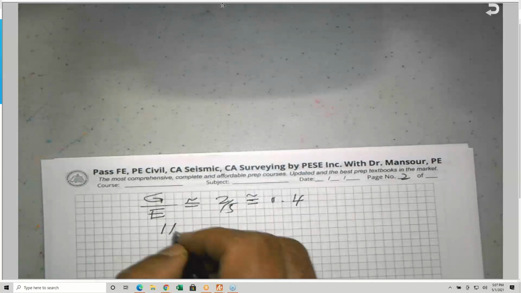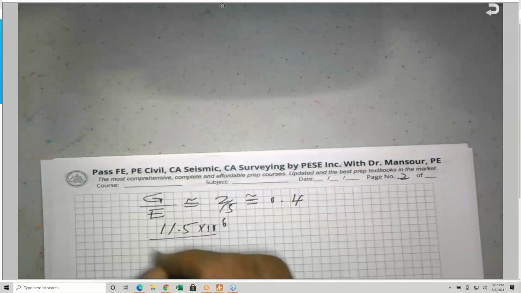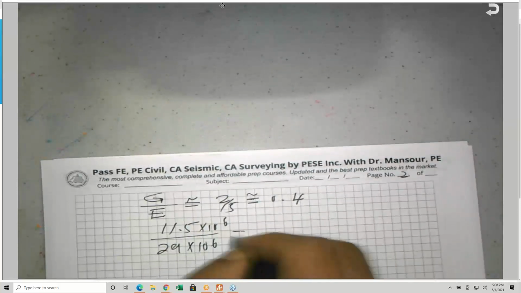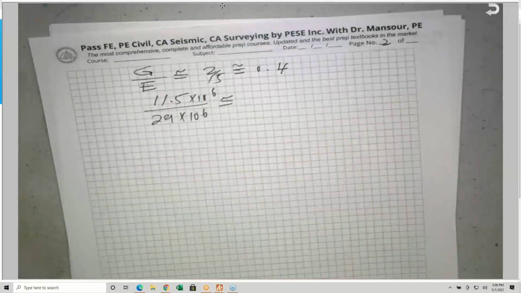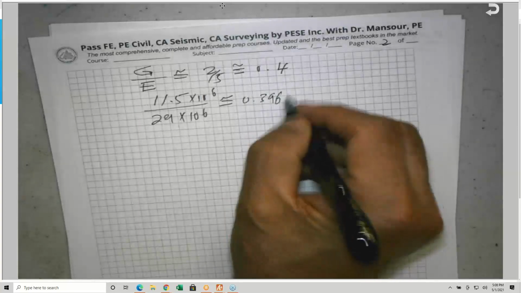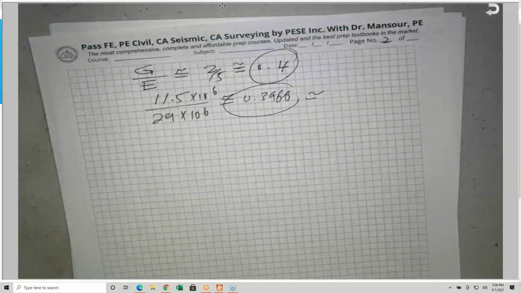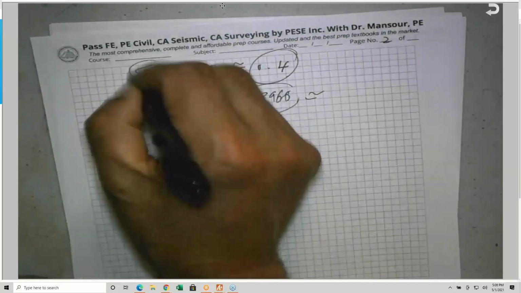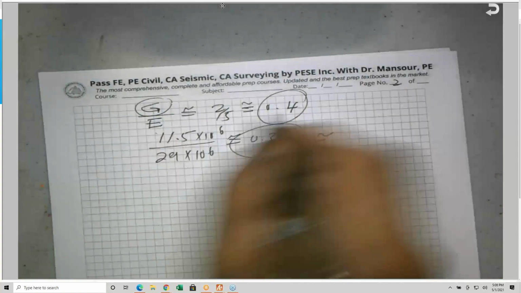So G for steel, for example, is 11.5 times 10 to the 6, as given in the table, and the modulus of elasticity is 29 times 10 to the 6. This will give you something in the neighborhood of, if I have a calculator, I believe I do have one here, it should be in the neighborhood of this number. Normally we use about 0.3966. So if you don't have a testing facility or testing capability to determine G, the shear modulus, we use the relationship between G and E to get G from E, which is about 40%.